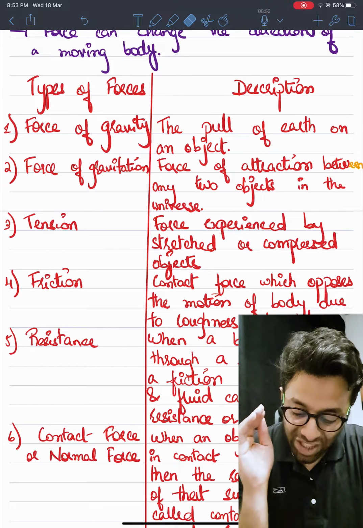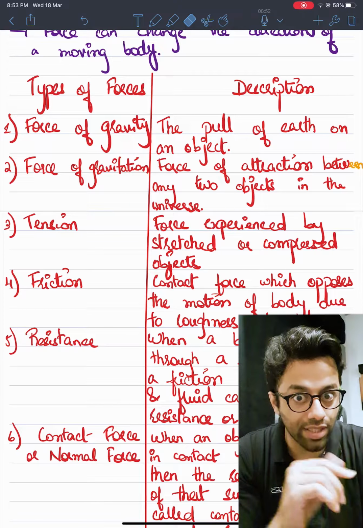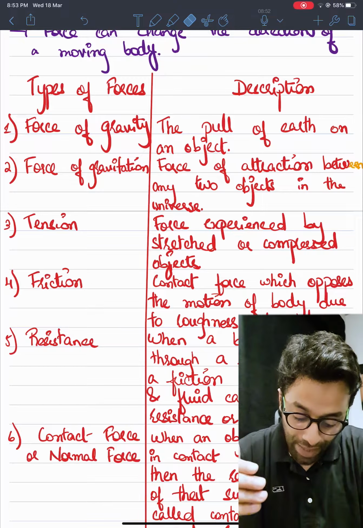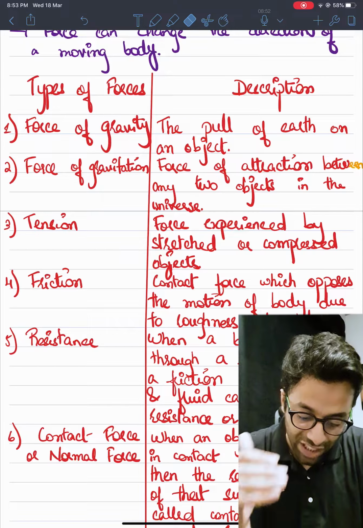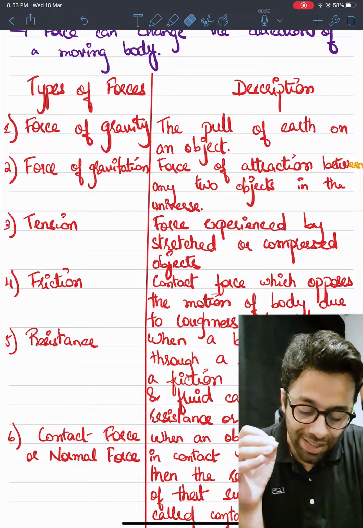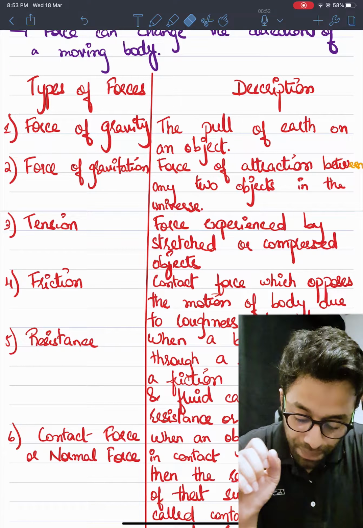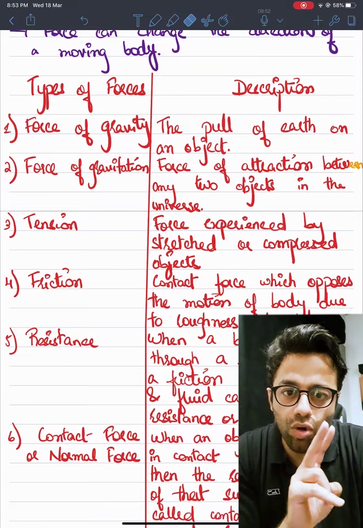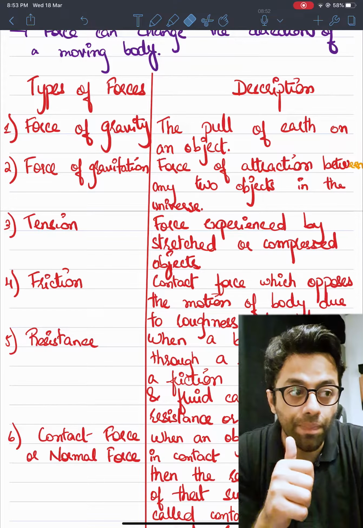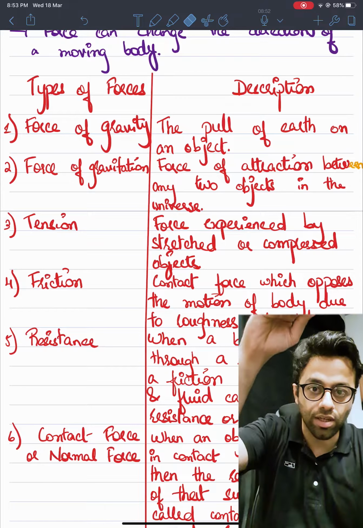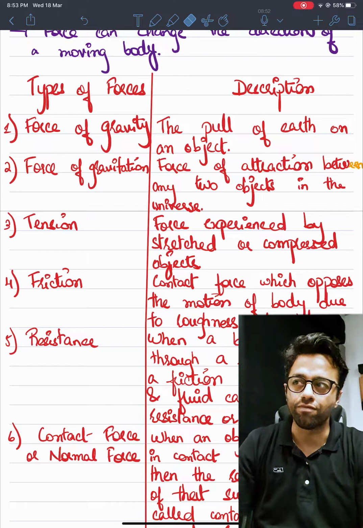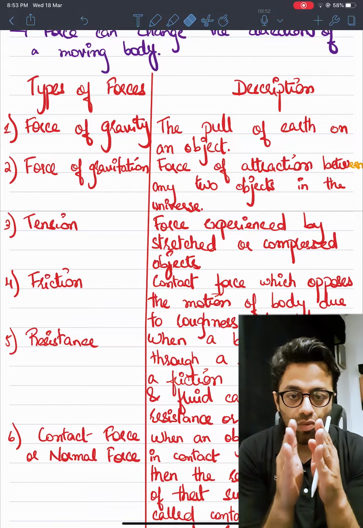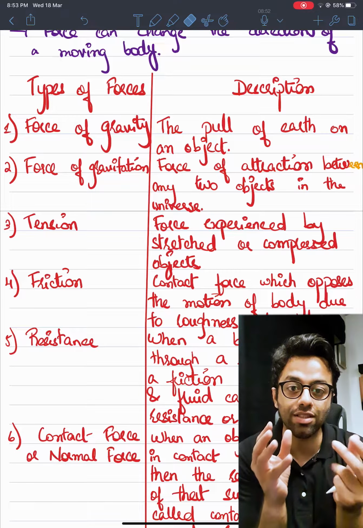Third force, tension. Very, very important. This is not the tension that we take here. This is the tension that, okay, we'll talk about it. Let's read the description first. Force experienced by stretched or compressed objects. So when we're talking about tension, we're talking about two things: a rope with which anything is being held, or a spring.